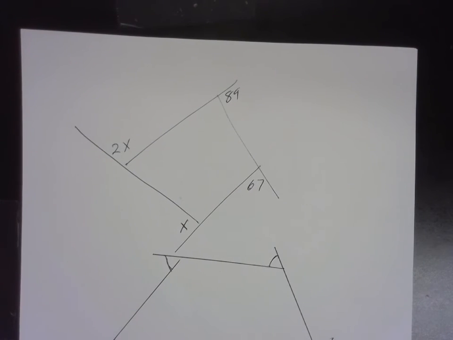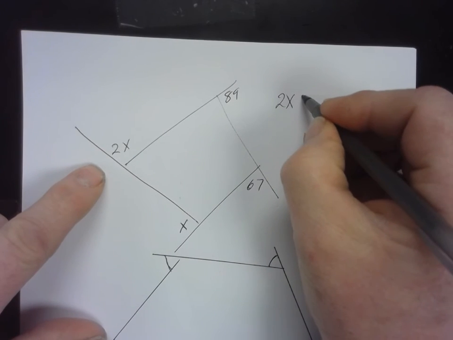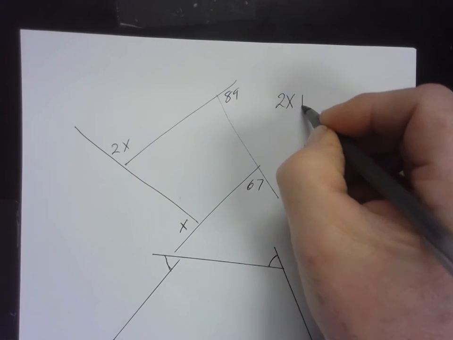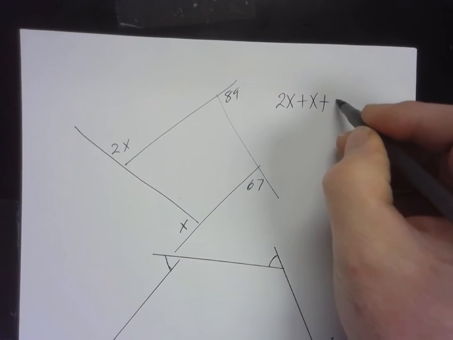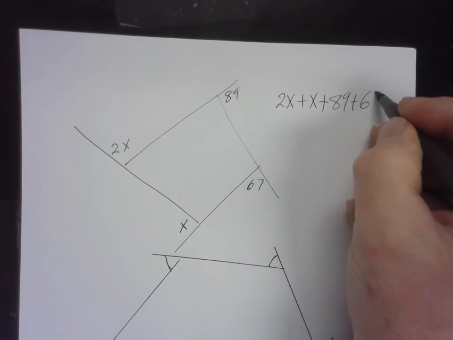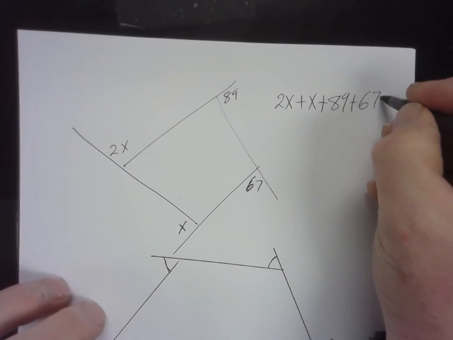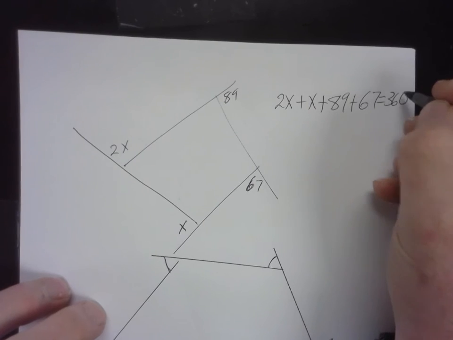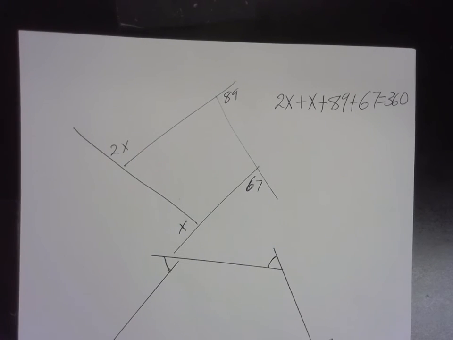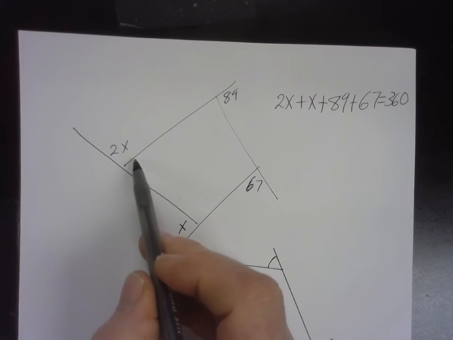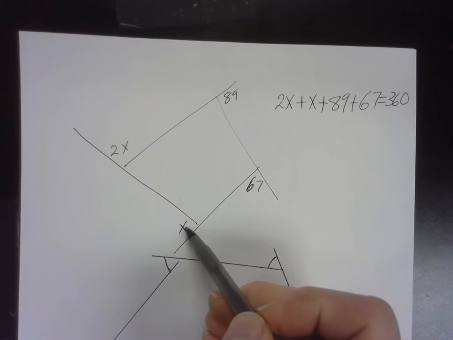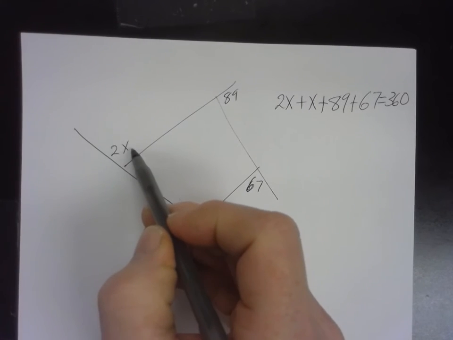Can we find x? And then find the missing angles? 2x plus x plus 89 plus 67, that's a 67, sorry, equals 360. Can we solve that and find x? Yes. Make sure to read the instructions, because the instructions might say find x, or they might say find the measure of these missing angles. So you need to then take it and say, well, that angle is this many degrees, and then this one is 2 times that number. Okay?